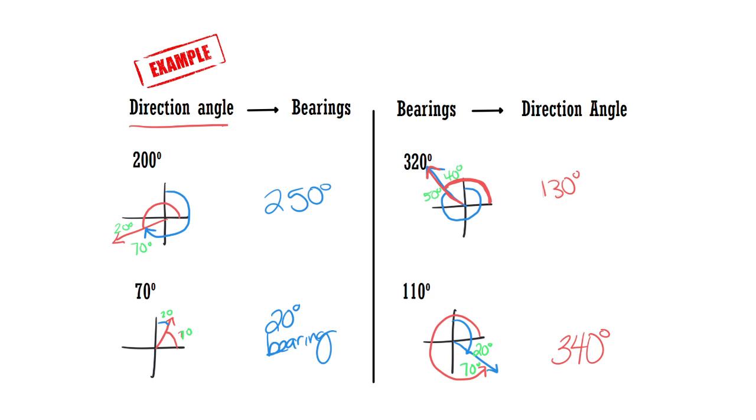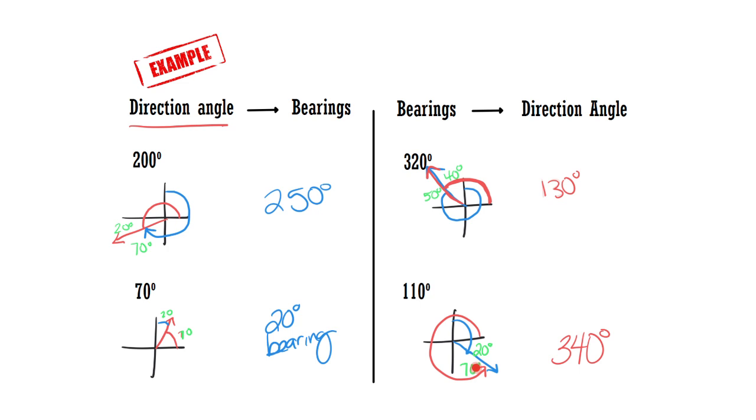I told you for some reason 20 and 70 were my lucky numbers that day. So here's another example where I ended up accidentally with another 20 and 70. For a 110 bearing, start due north and go 110 degrees this way. So this is 90, and I ended up going an extra 20. So I know this gap angle is 20. This little gap angle would be 70.